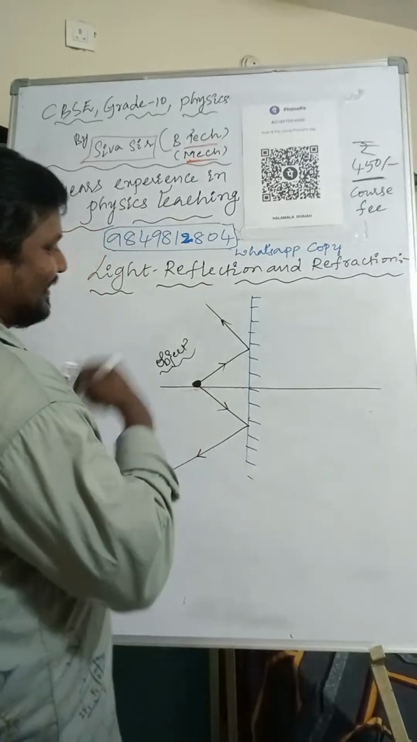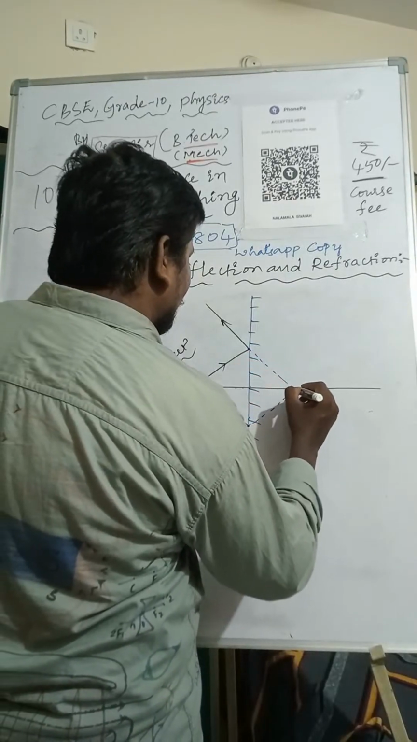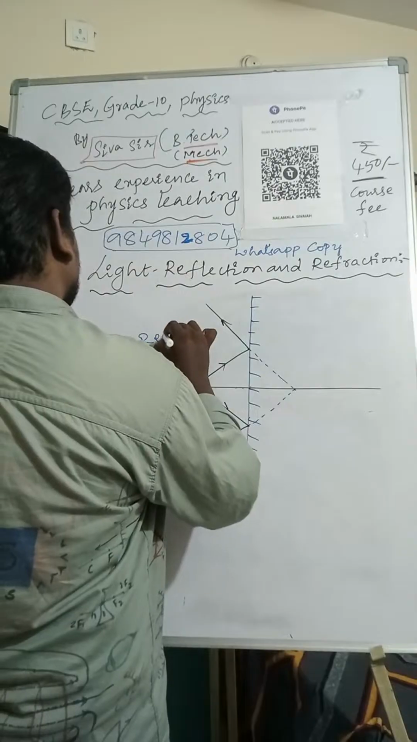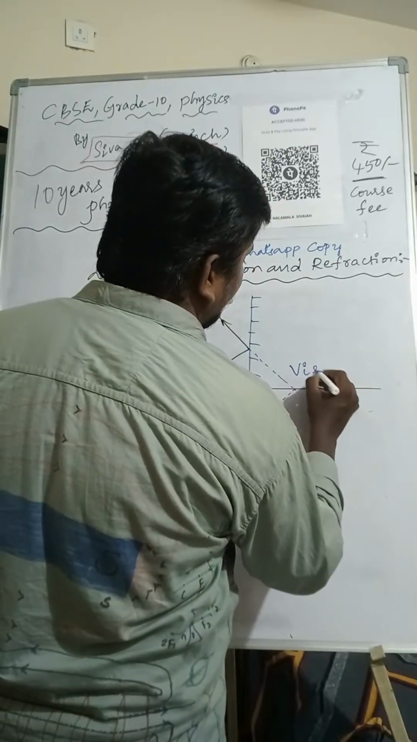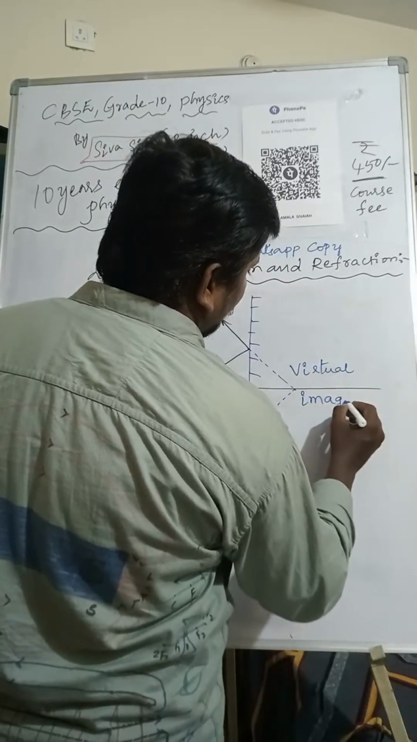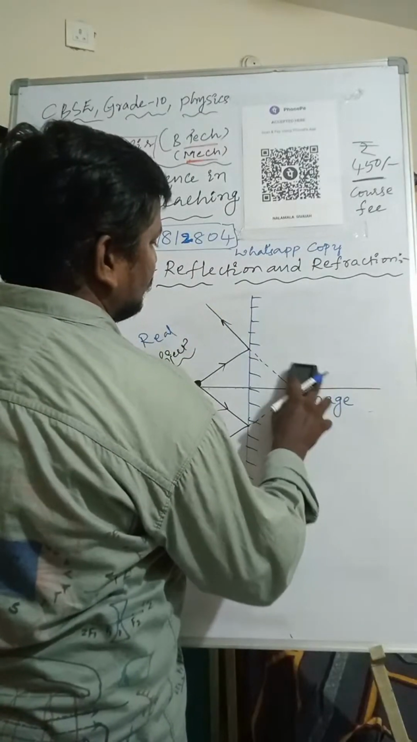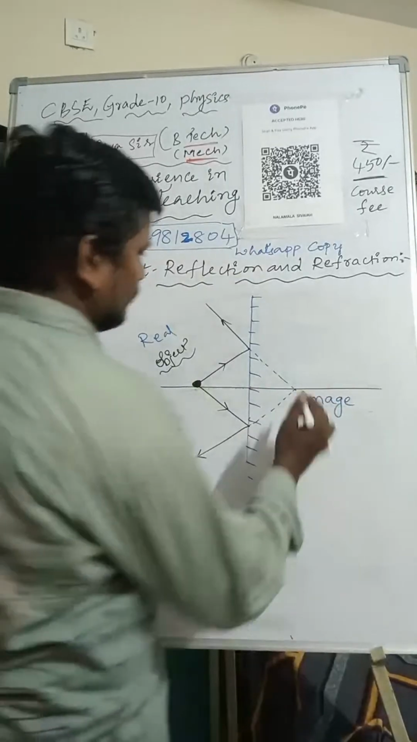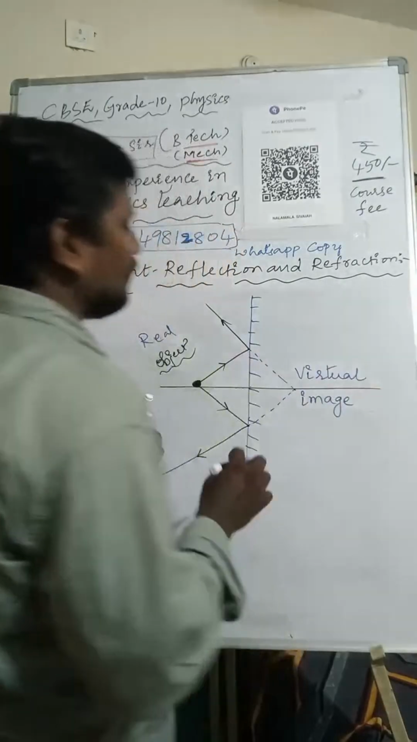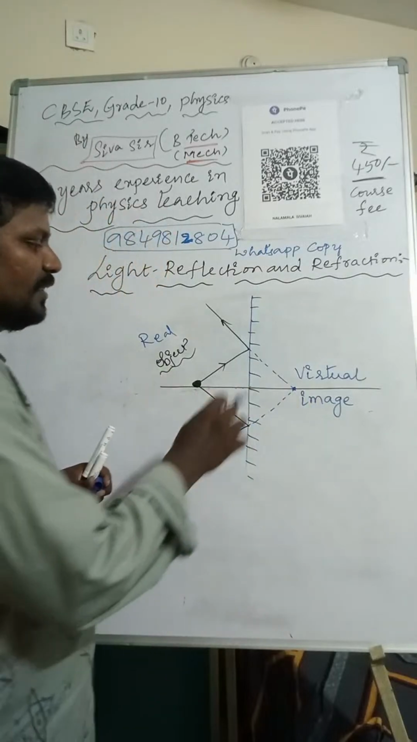Here I'm considering this reflected light ray, and this also a reflected light ray. So this is the virtual image. This is the real object. Real object and virtual image.